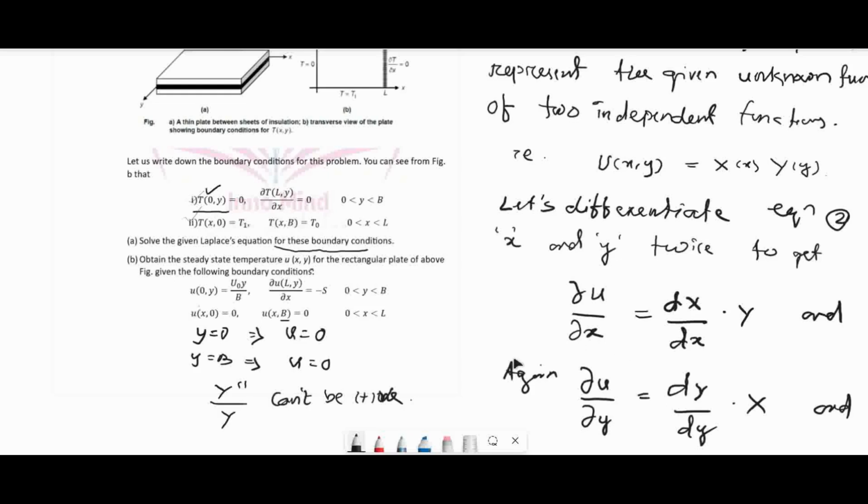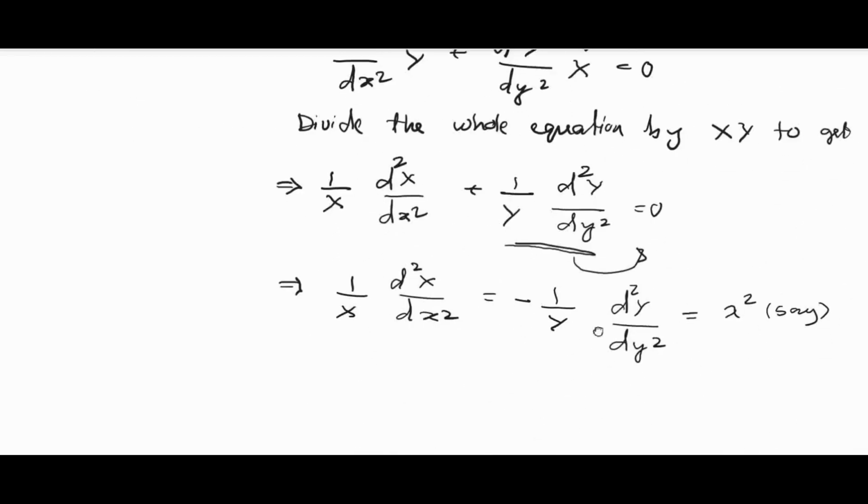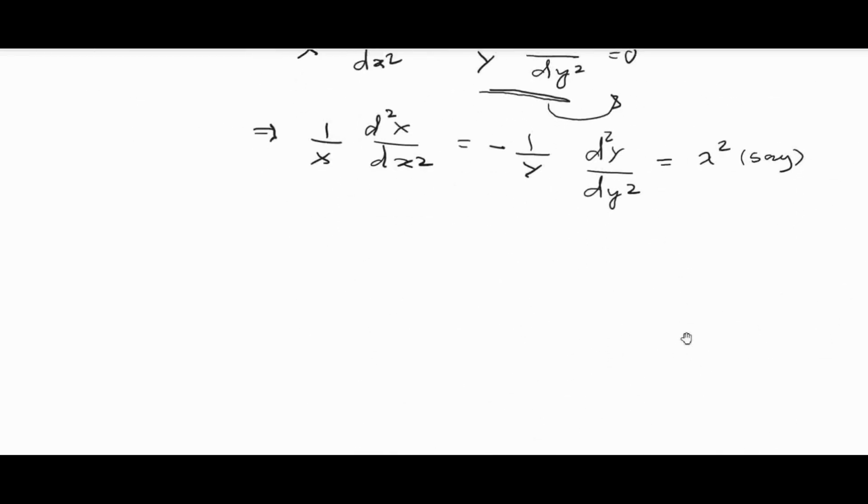Let us now return to the last step. Here we have minus 1 by Y d square Y by dy square. We have studied that this can't be positive. If we take minus lambda square, then this minus will be cancelled, and the derivative of Y by Y will become positive. So in order to make it negative, we have taken minus lambda square in this case.